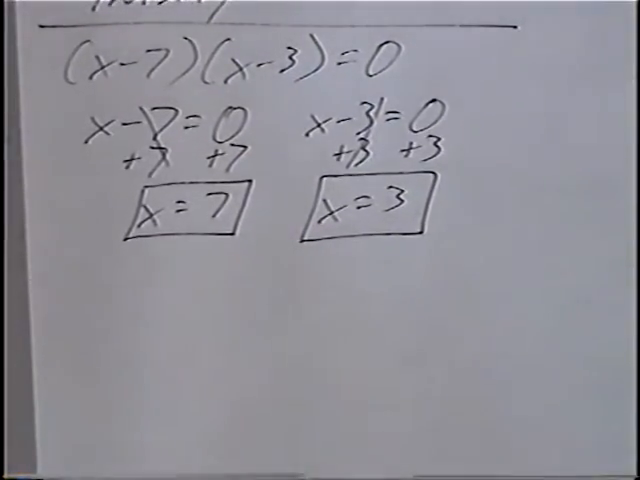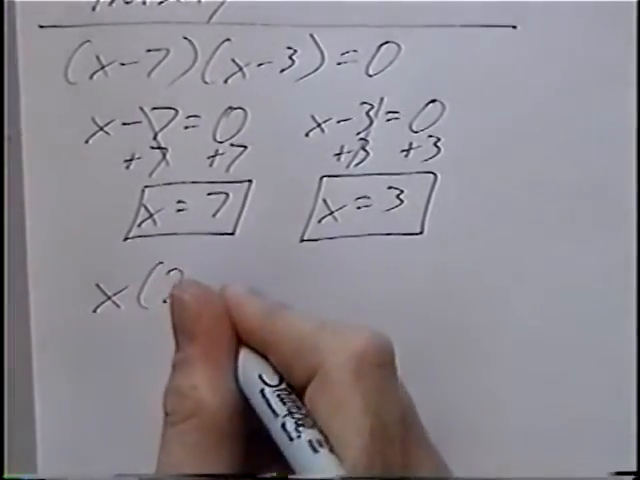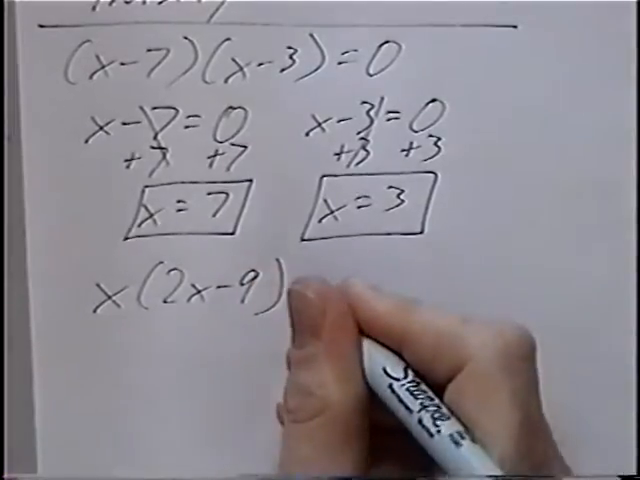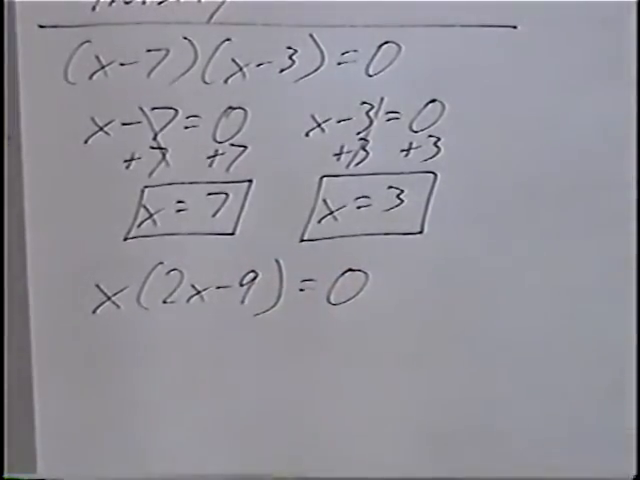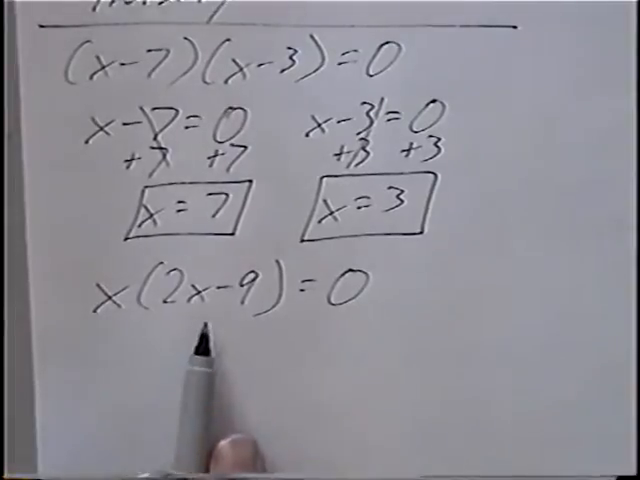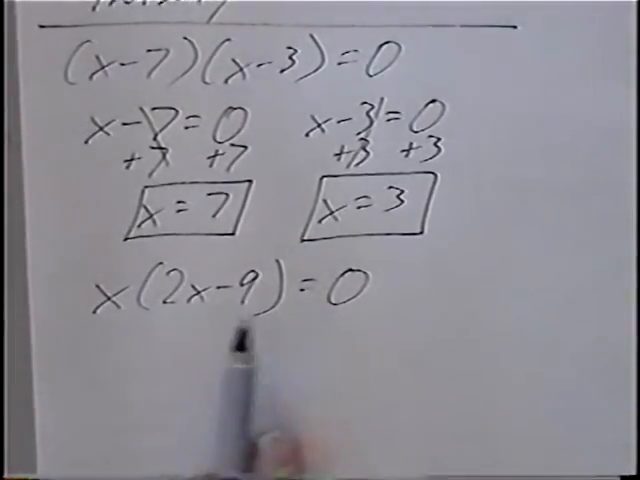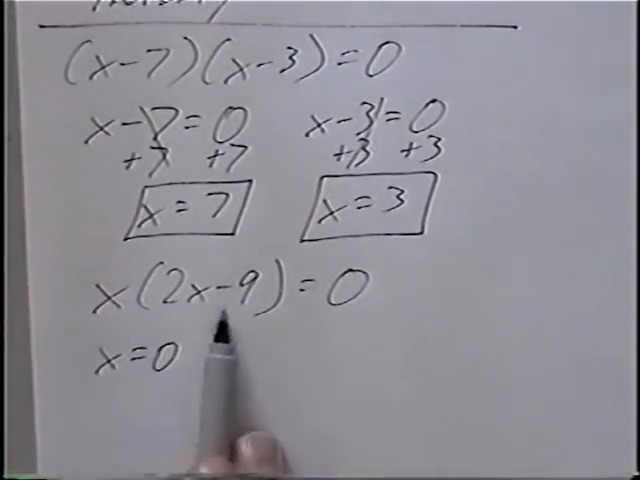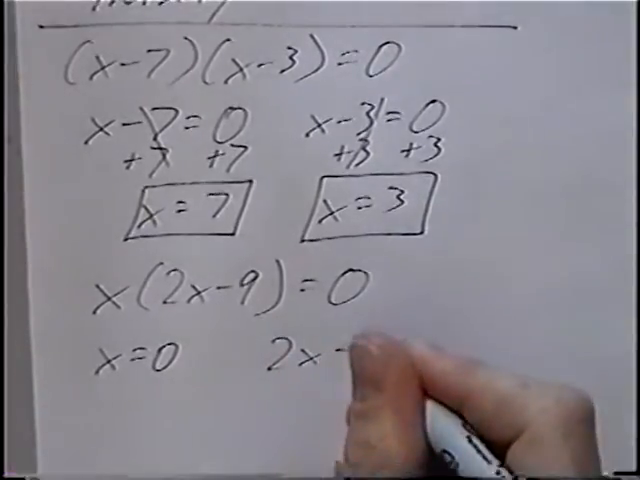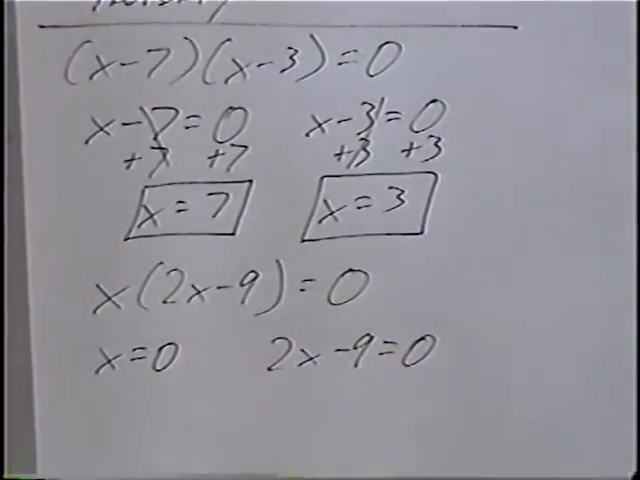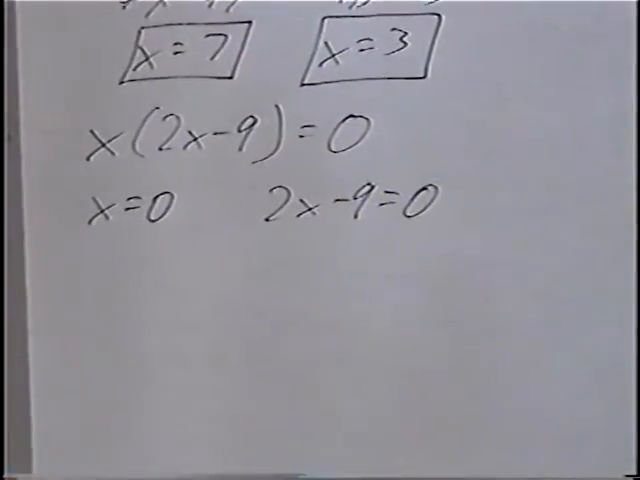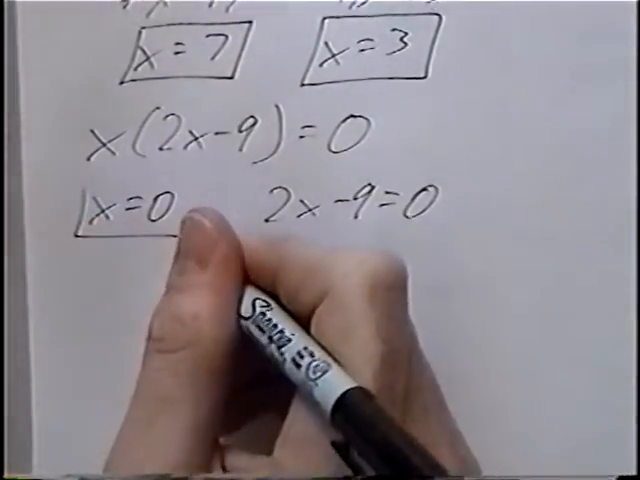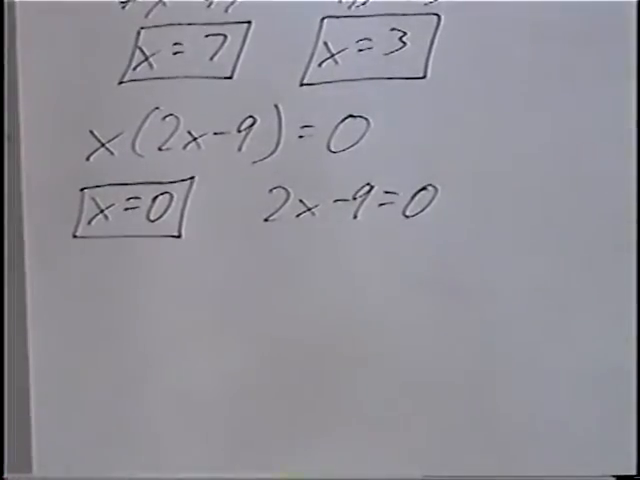Second question and last question for this section is x(2x - 9) = 0. Again, we have one term times another one equals 0, which means either one of these could be equal to 0. The first one, x, is equal to 0, and the parentheses 2x - 9 equals 0. The first one solved, x equals 0, would be the first possible answer.